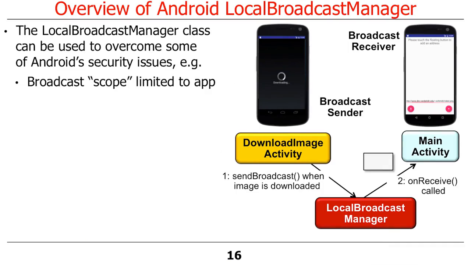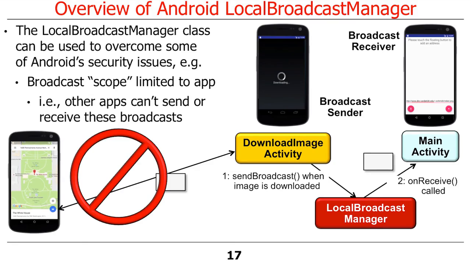The idea behind the Local Broadcast Manager is to very strictly limit the scope of intents that are broadcast to only go to broadcast receivers that are part of the app, and as we'll see in a moment, even more narrowly to part of the process that the app is running in. This helps with security issues, of course, because other apps can't send or receive these broadcast intents. It's only going to go to the broadcast receivers that are part of an app where the Local Broadcast Manager is used.